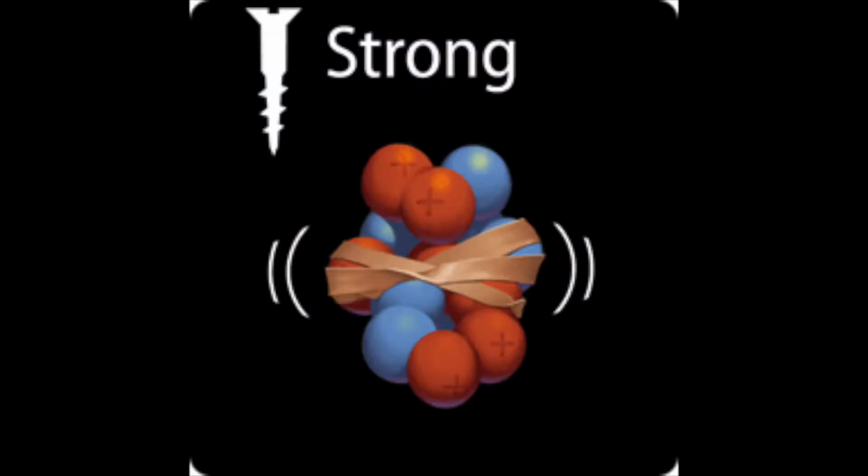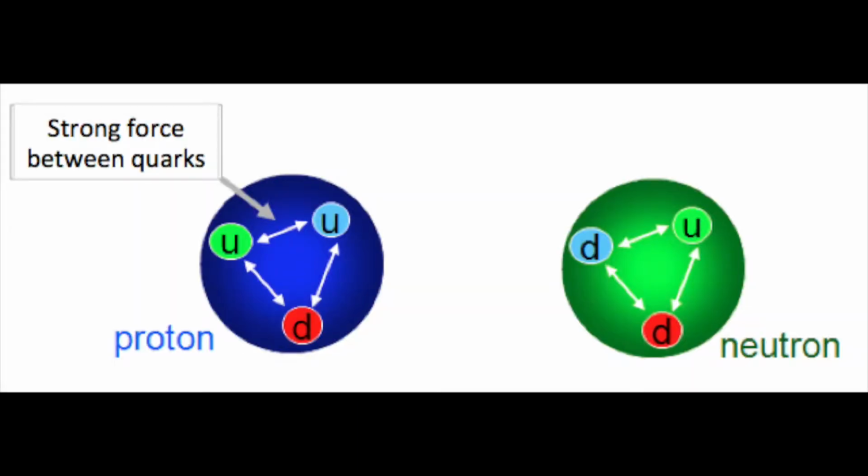Strong interaction is the strongest of the 4 interactions, 137 times stronger than its runner-up, electromagnetism. Before I get into it, I'll explain what a hadron particle is. Hadron particles are composite particles made of quarks. For example, a proton, which is composed of 2 up quarks and a down quark.